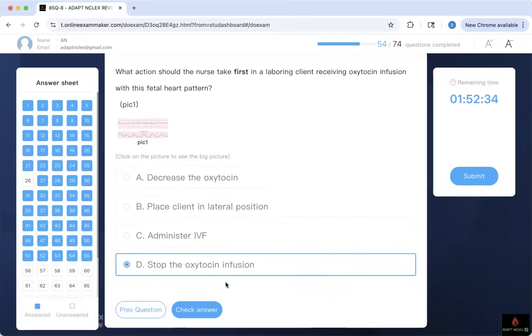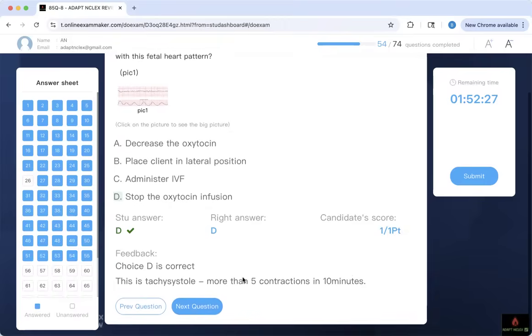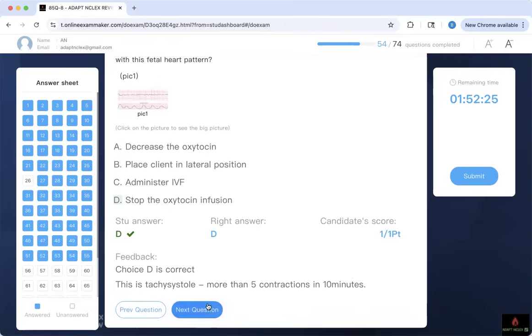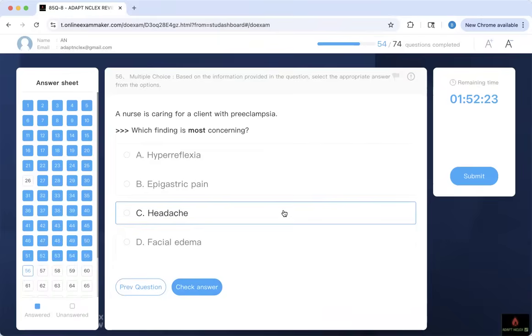Don't decrease it. Another strategy, A and D are saying the opposite, so I'm going to pick it. These are how you read fetal monitoring. It's not that hard at all. You just have to master them.